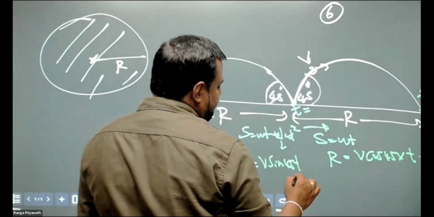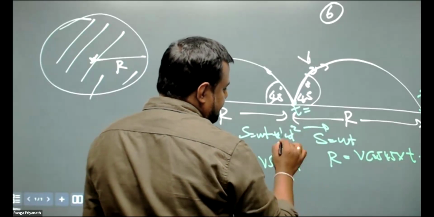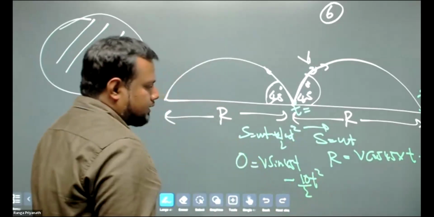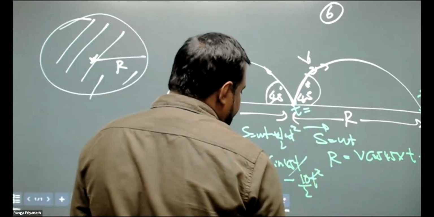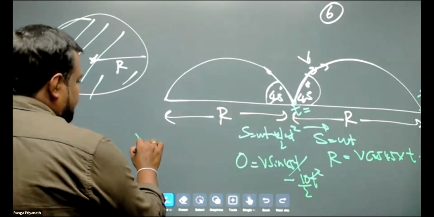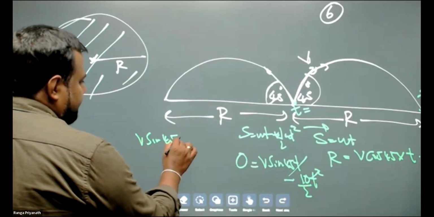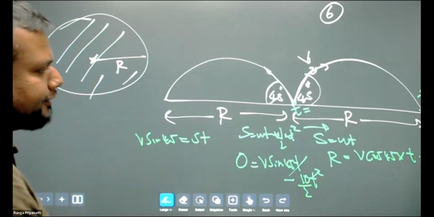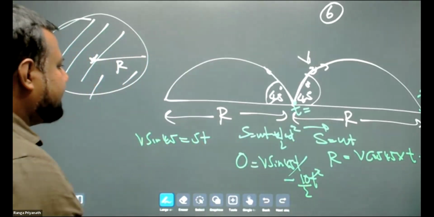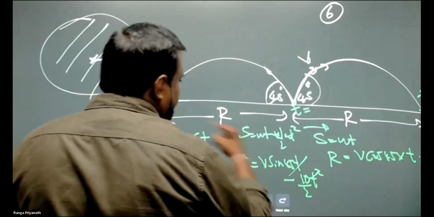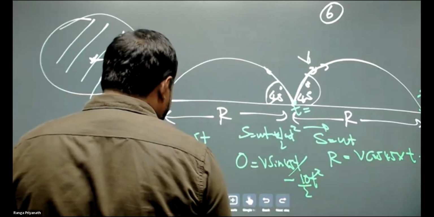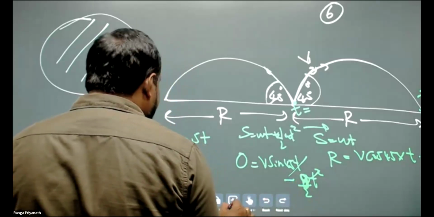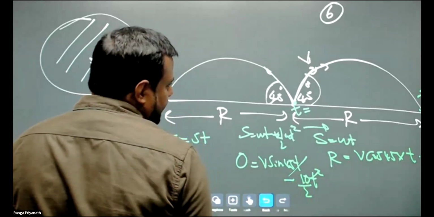So v sin 45 times t minus acceleration 10 divided by 2 t squared. One t cancels, so v sin 45 equals 5t. So R is equal to, I will take simple g because the values are given in terms of g.